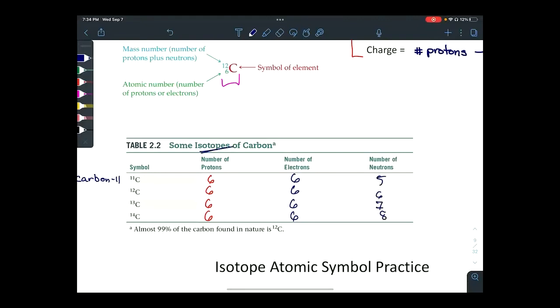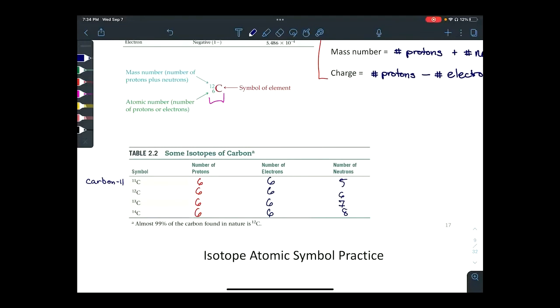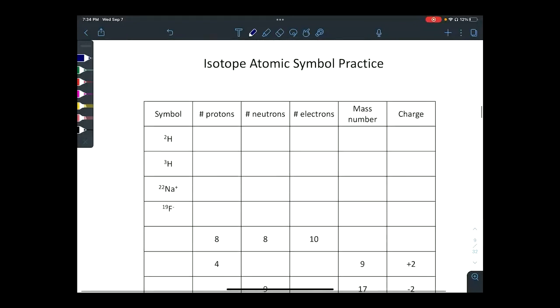So what we see here are isotopes of carbon. Isotope just means same element, different number of neutrons, so different mass numbers. So these are carbons with different weights, actually. Okay, all right, so let's do some more practice.